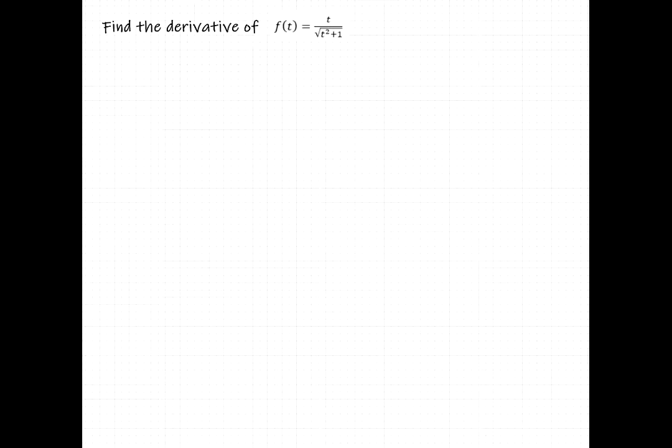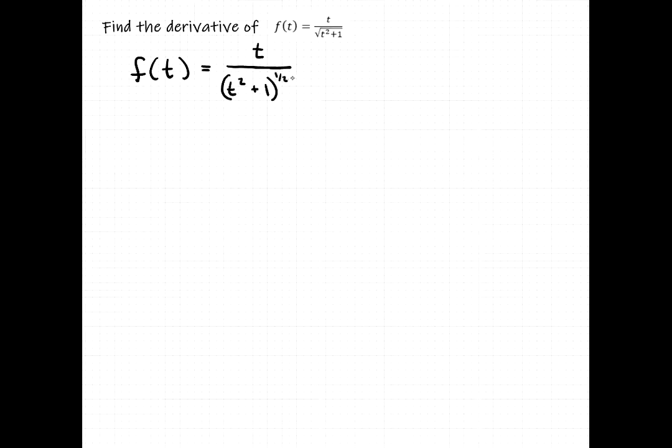Find the derivative of f of t equals t over the square root of t squared plus 1. I'm going to go ahead off the bat. Anytime I see roots, I rewrite them as exponents straight away. So let's call this f of t equals t over t squared plus 1 to the 1/2 power.